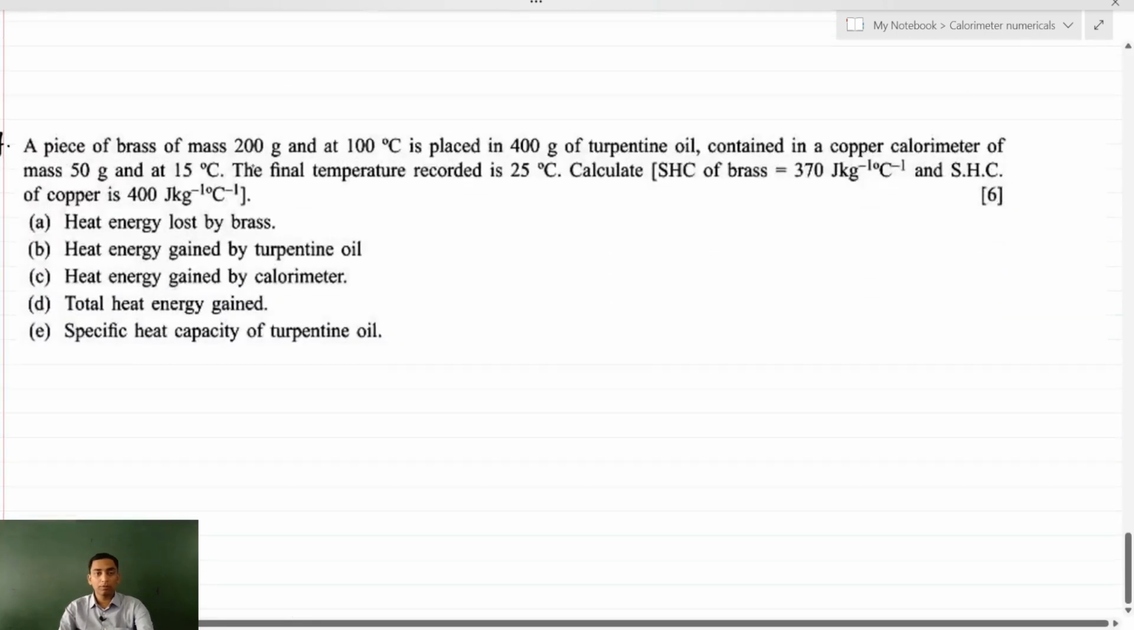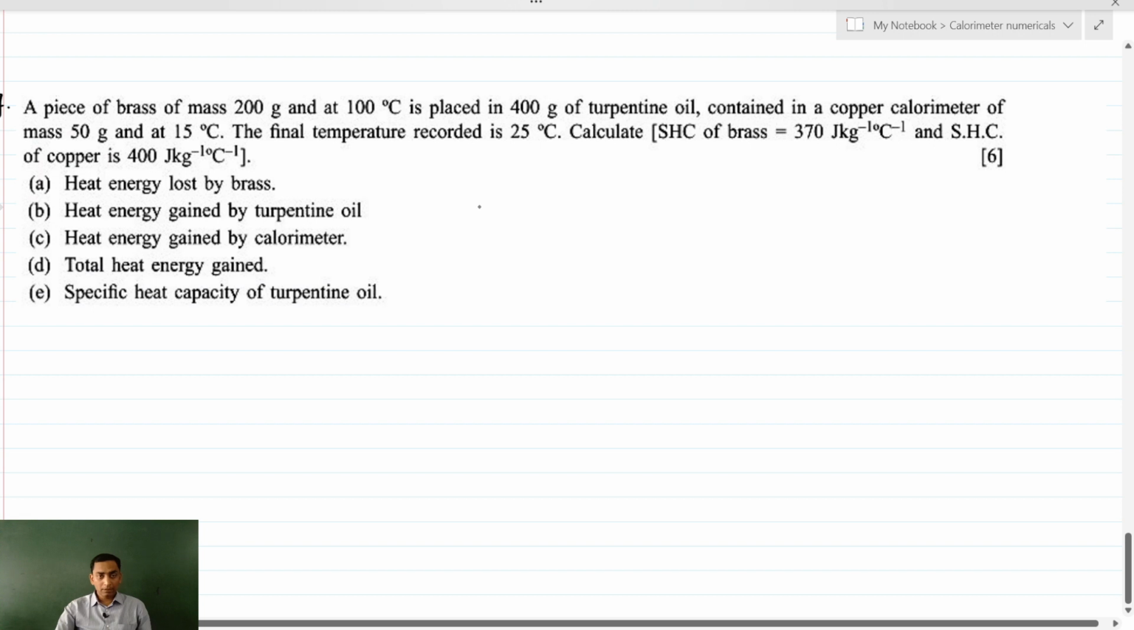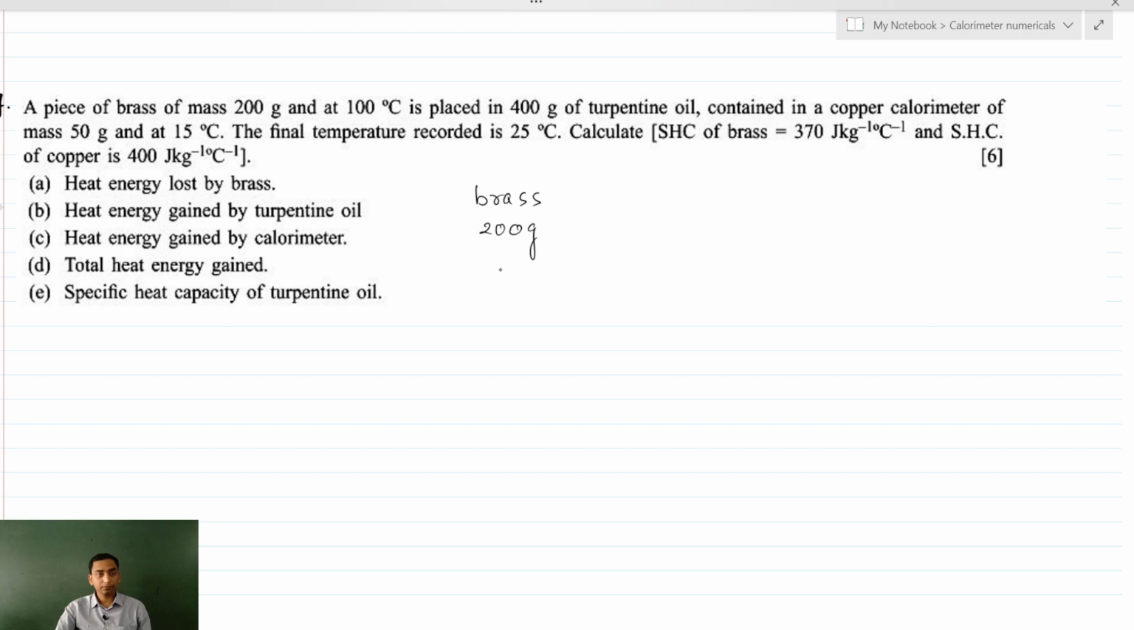Now let's move on to problem number 7. We have a brass whose mass is 200 grams and at 100 degree Celsius. Now it is placed in turpentine oil and a copper vessel. Now the mass of the calorimeter vessel or the copper vessel is 50 grams. It is at 15 degrees Celsius. The same turpentine oil is 400 grams mass, and it is also at 15 degrees Celsius.